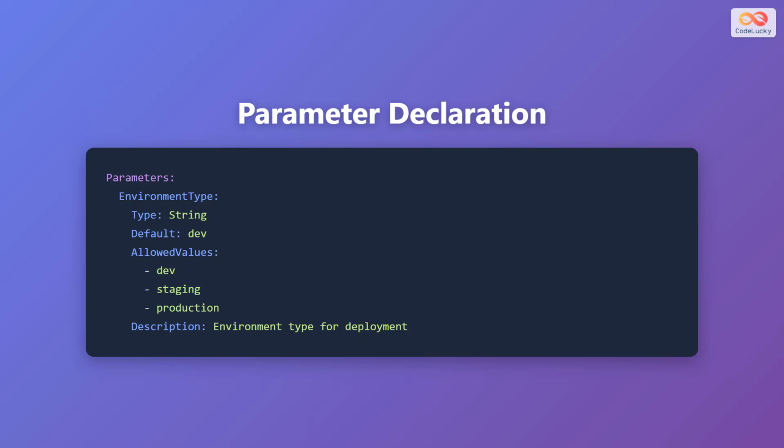Let's look at how to declare a parameter in your CloudFormation template. You define parameters in the Parameters section at the top of your template. Each parameter has several properties. The type property specifies what kind of value it accepts, like string or number. You can set a default value that will be used if no value is provided during stack creation. The allowed values property restricts input to specific options, making your template more robust. Finally, the description property helps users understand what the parameter is for. In this example, we're creating an environment type parameter that accepts dev, staging, or production as values.